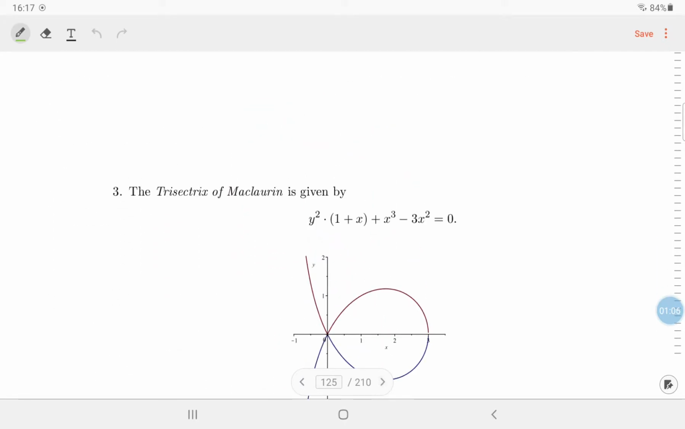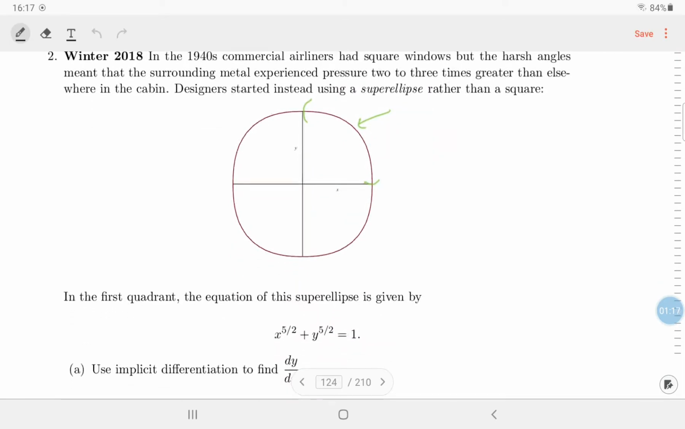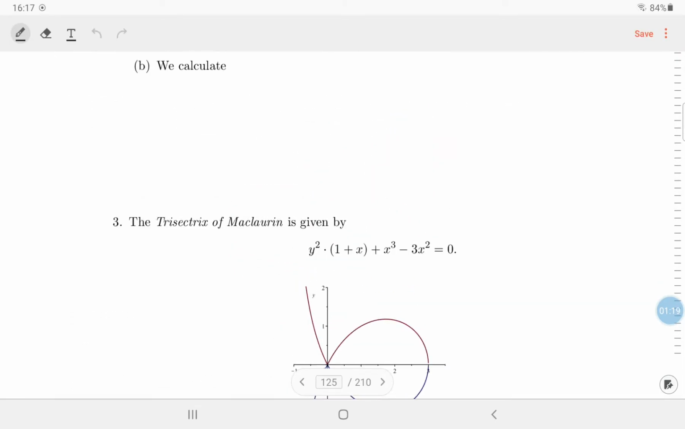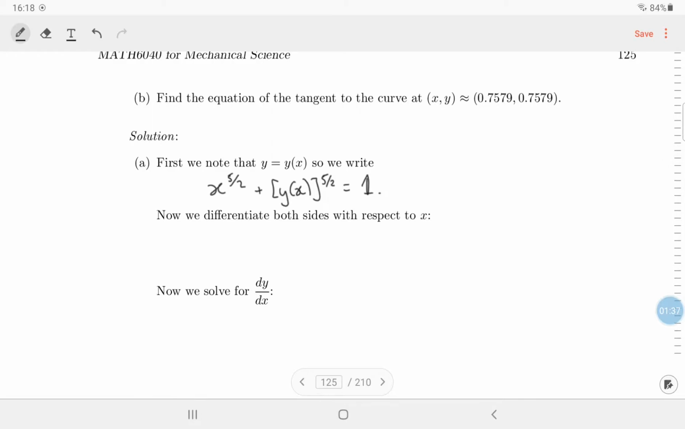x to the 5/2 plus y to the 5/2 equals 1. So first of all, in this implicit differentiation, in the first quadrant it's the graph of a function, so we can write y is y of x. So we write x to the power of 5/2 plus y of x to the power of 5/2 is equal to 1. Now what we're going to do is differentiate both sides with respect to x.